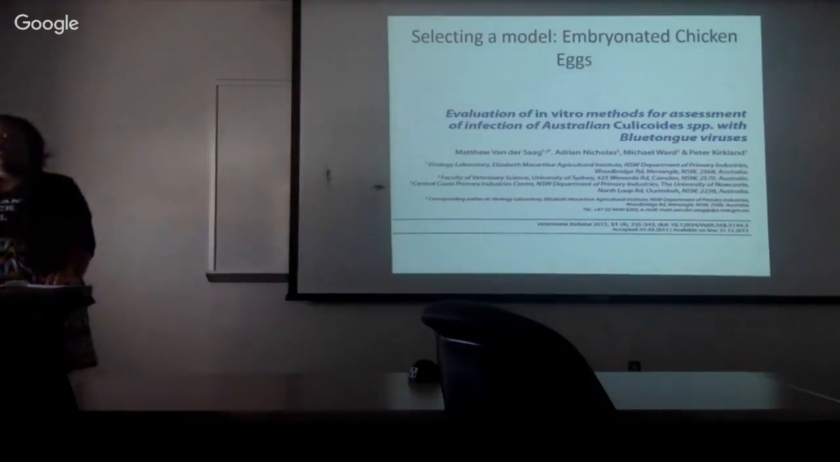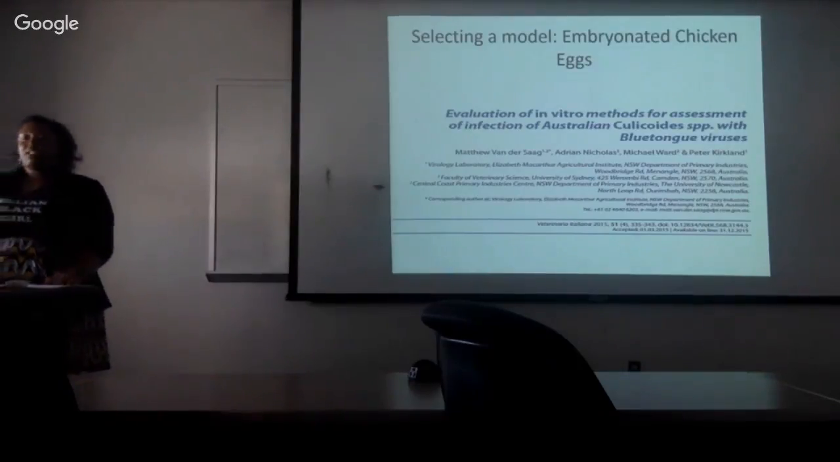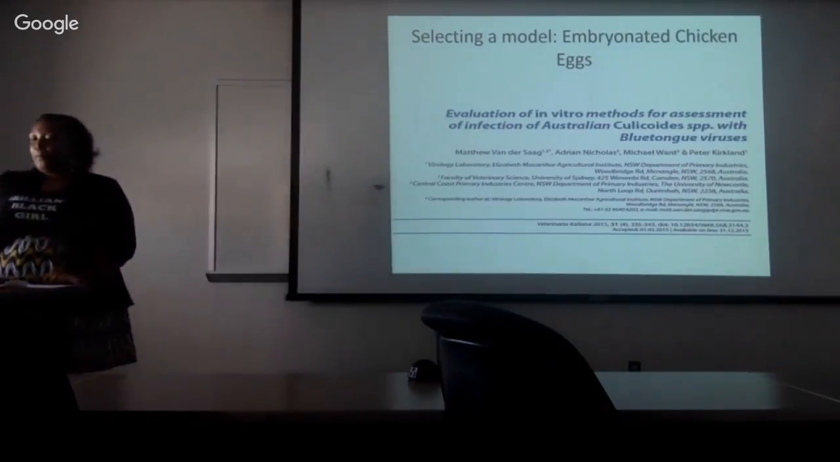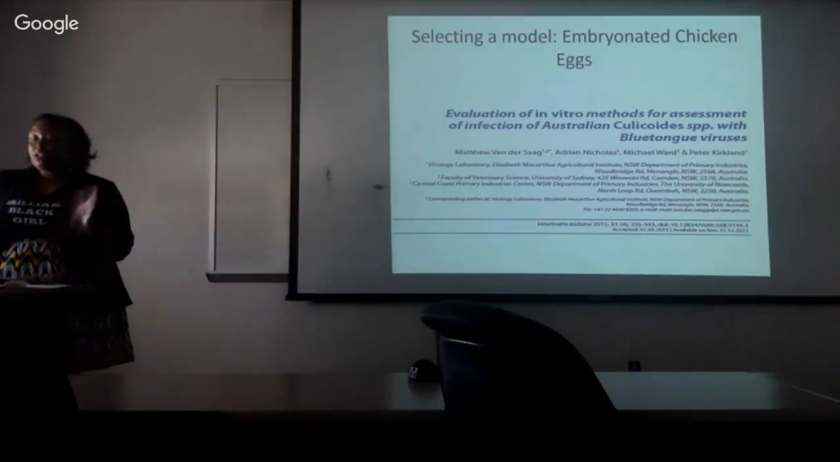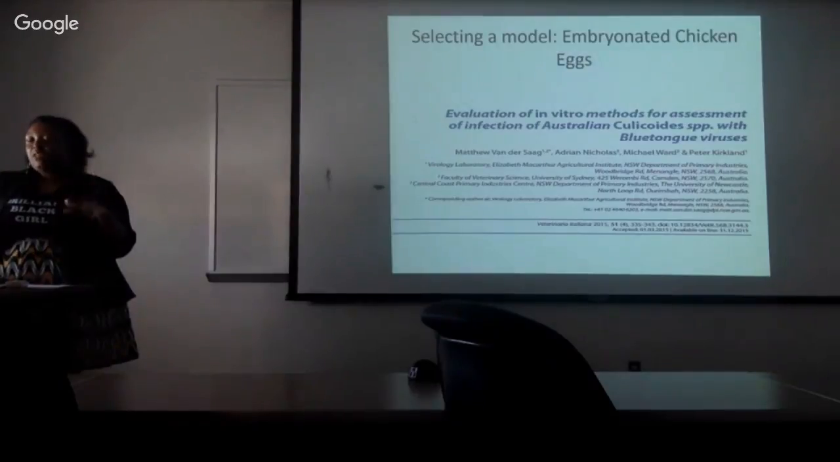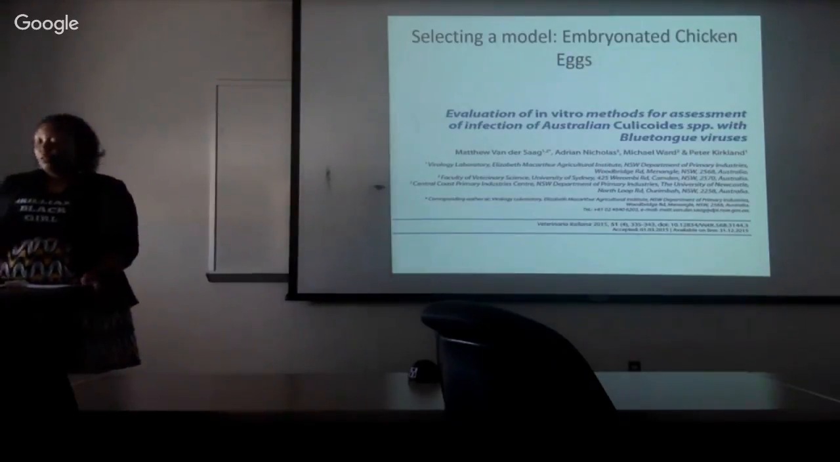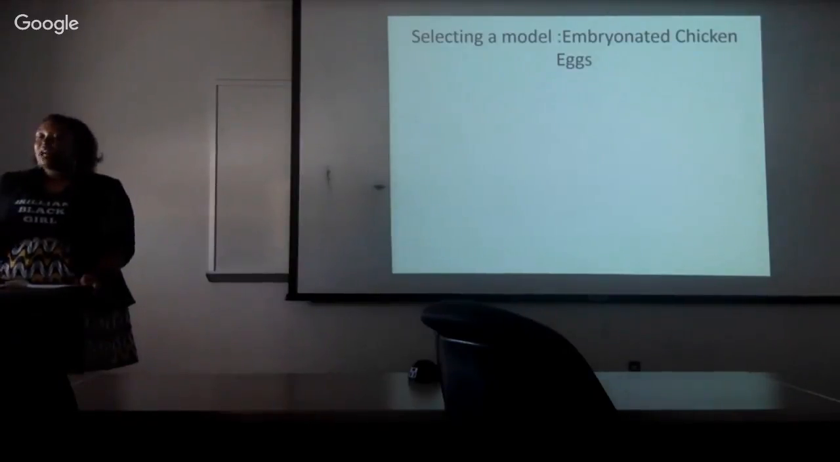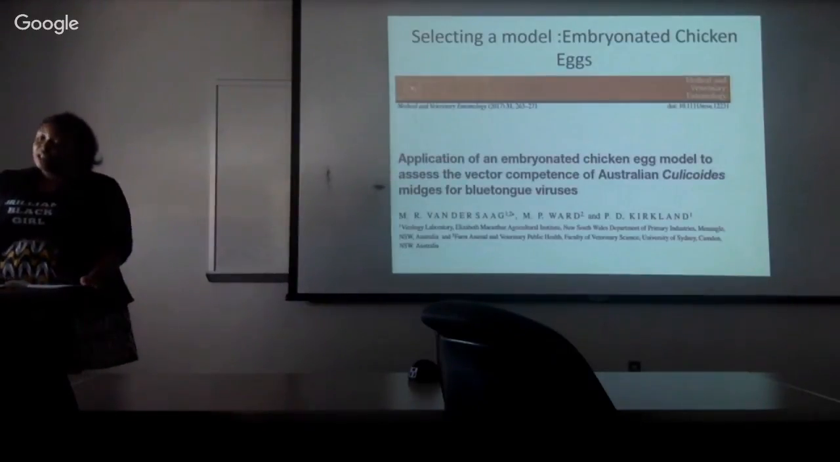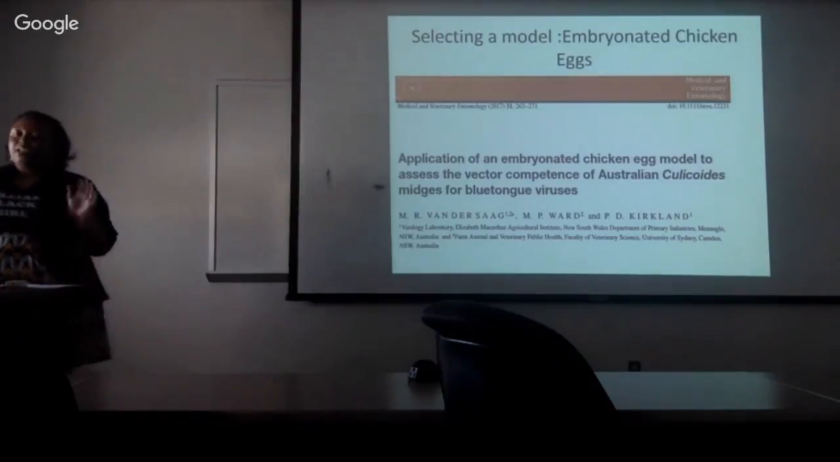And then Van der Sag et al. did a paper where they evaluated a number of models for their ability to test vector confidence in embryonated chicken eggs. They inoculated chicken eggs and let the Culicoides feed on the eggs, and then looked to see whether or not these eggs could transfer virus to Culicoides during a blood meal. They then elaborated on that in another study, and were able to get in-lab transmission of bluetongue virus with wild-caught Australian Culicoides.